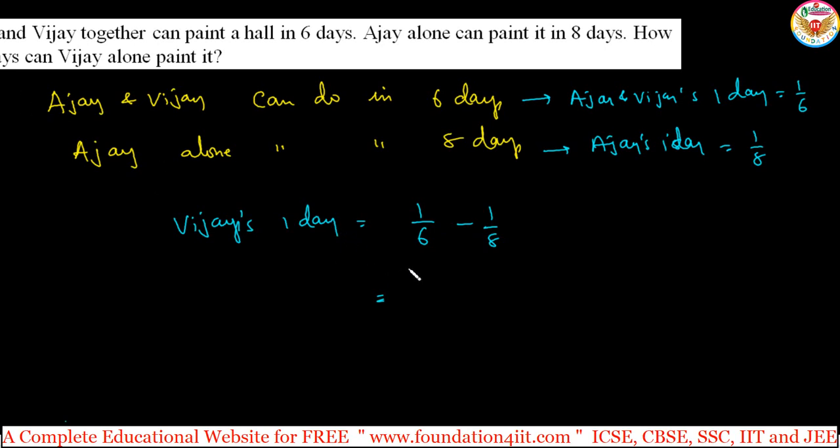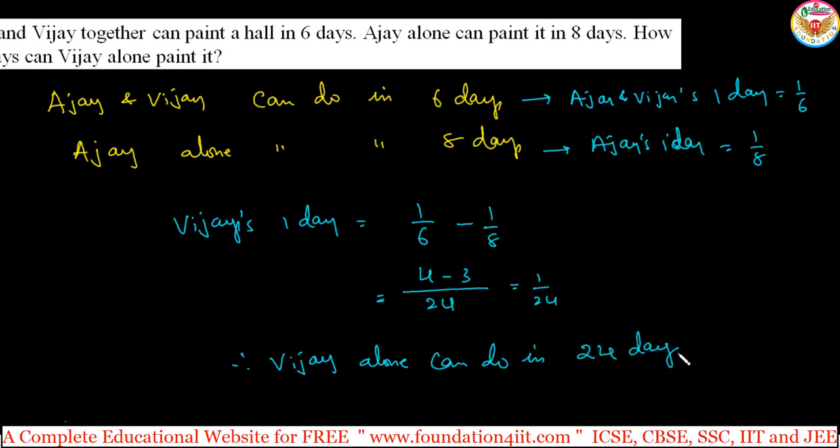Simple, right? 1 by 6 minus 1 by 8, you can take the LCM, so 24. This is 4 minus 3, so 1 by 24. Only Vijay can do 1 by 24 in 1 day. So the reciprocal of this number is the number of days Vijay takes. So Vijay alone can do it in 24 days. Whatever the number is, just take the reciprocal of this. So Vijay alone can do it in 24 days, because Ajay takes 8 days, Vijay 24 days, so together it means 6 days. When the together figure and one person are given, just go for subtraction.